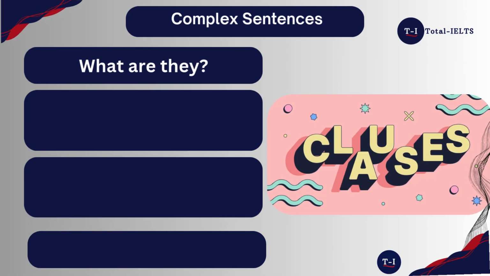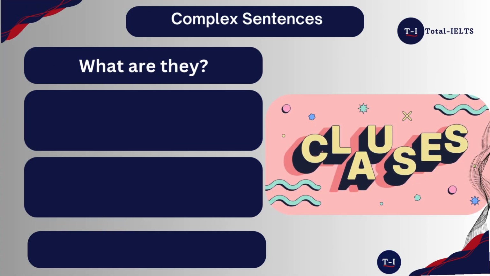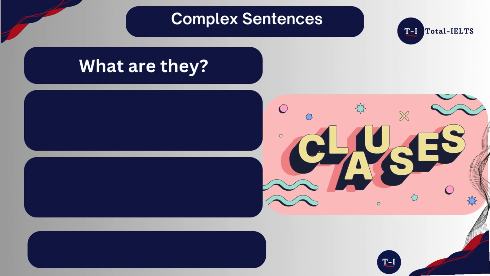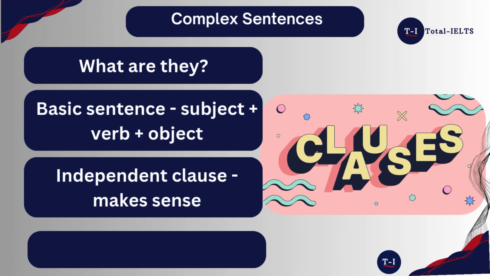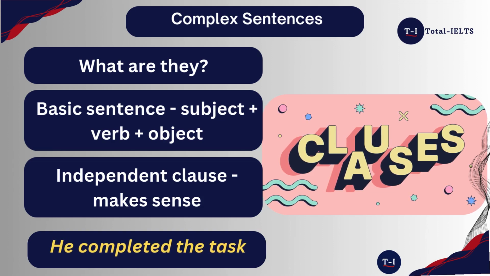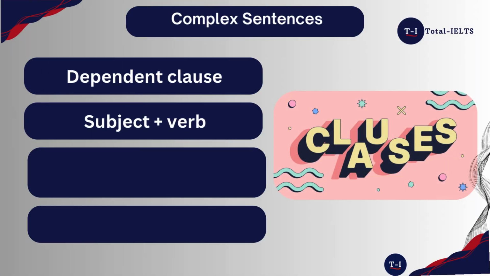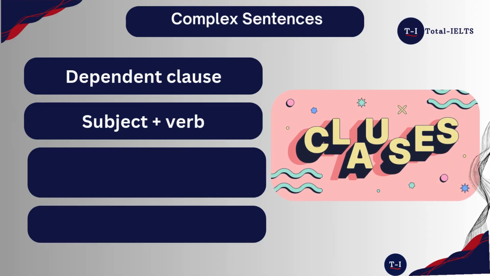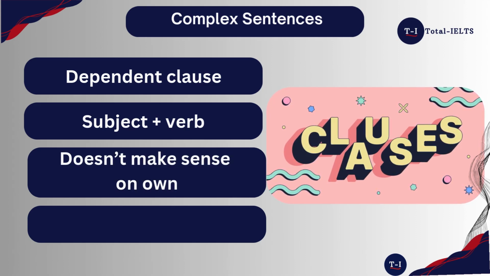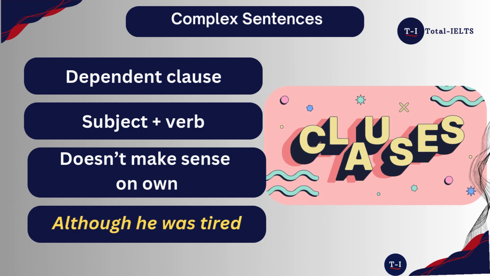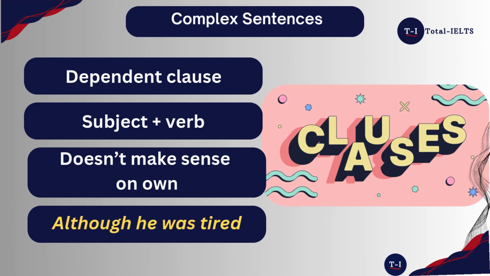So what are complex sentences or structures? Well, let's start with clauses. Basic or simple sentences have a subject, a verb, and often an object, and are called an independent clause because they make sense on their own. For example, he completed the task. A dependent clause has a subject and a verb but doesn't make sense on its own. For example, although he was tired, it relies on the independent clause to make sense.